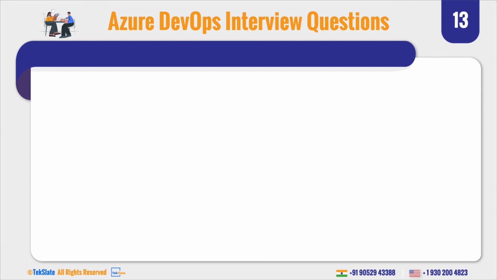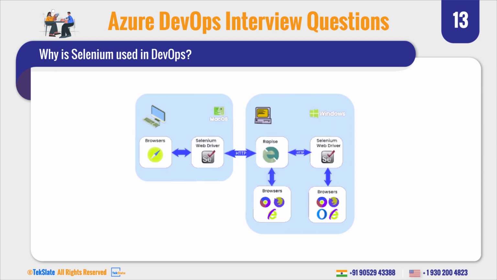The next question is, why is Selenium used in DevOps? The use of Selenium in DevOps is for continuous testing. Its specializations include functional and regression testing as well. You must know there are various stages in the DevOps lifecycle, and one such stage is continuous testing. Selenium as a tool is used for the automation of the overall continuous testing process.